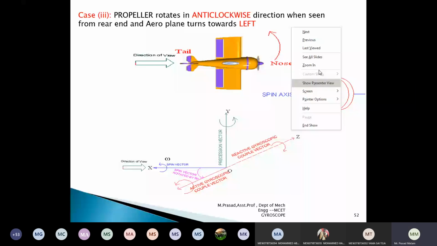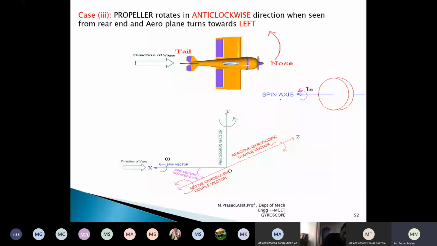No answer. What is the gyroscopic effect in this case? Please, can anyone answer? This is my left hand side and this is my right side. How active couple is moving? It starts moving from right side to the left side. So if I see this is my left side and this is my right side, so active couple starts moving from right side to the left. So this is my active couple.